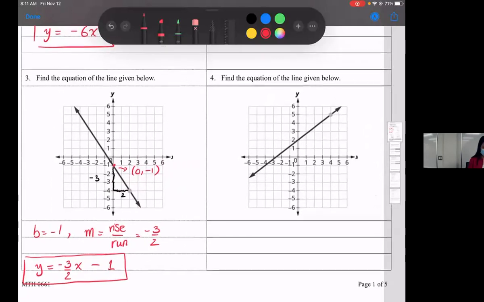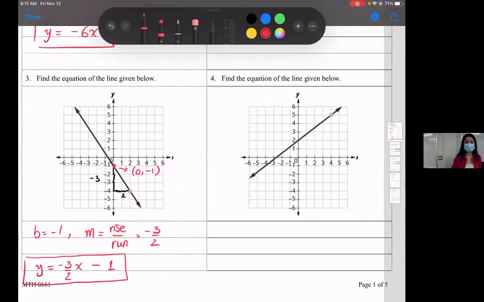I want you to do number 4. I'm going to walk around and see how you do it. People from home, please do number 4 and put your answer in the chat. Just the equation. Thank you.